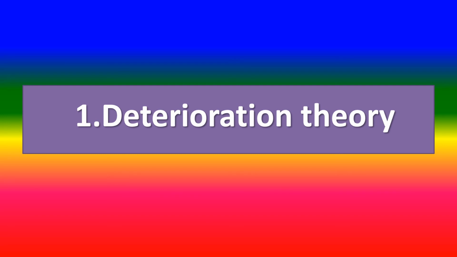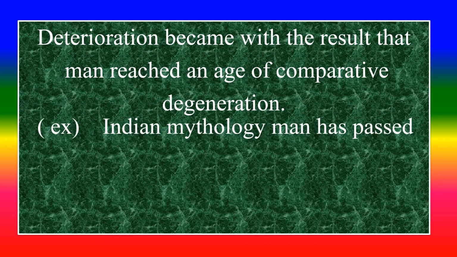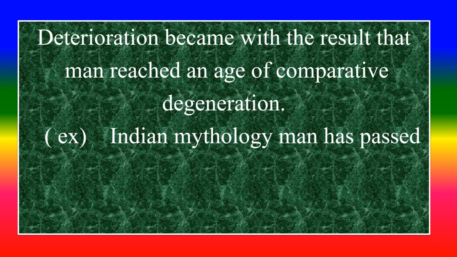First, deterioration theory. Deterioration began with the result that man reached an age of comparative degeneration. Example, Indian mythology: man has passed through yugas.